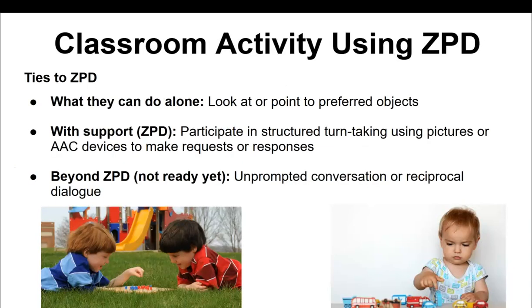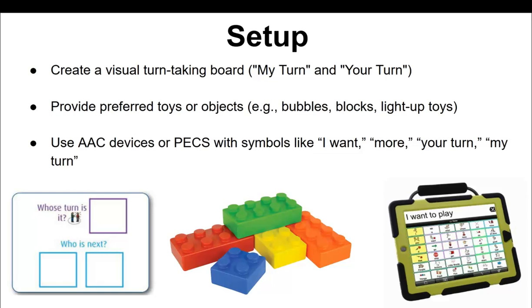So here's one activity which I based around my own students who I teach right now using the ZPD. What they can do alone: my students can look at or point to preferred objects or demand for objects. With support, they can participate in structured turn-taking activities using pictures or buttons on their AAC devices, for example, to make requests or responses. What they're not ready to do independently is have an unprompted conversation, reciprocal dialogue, or in this case, turn-take independently.